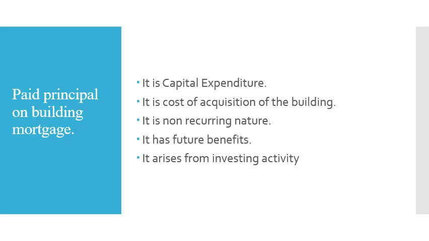So, next example, paid principal on building mortgage. In the earlier slide, we have seen about the interest. Now what we are seeing is the principal amount, which in Marathi we call muddalachi amount. So it is capital expenditure. This is not treated as revenue expenditure. It is the cost of acquisition of the building. Again, it is non-recurring in nature. It is heavy expenditure, and it has future benefits, and it arises from investing activity.